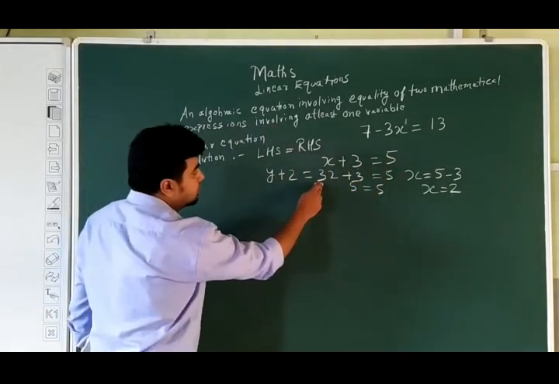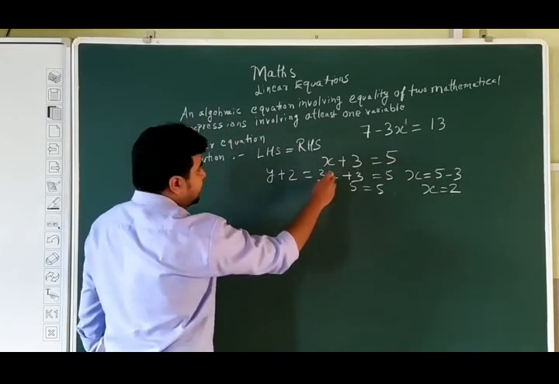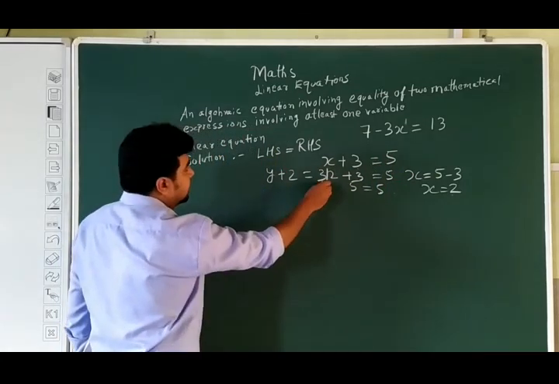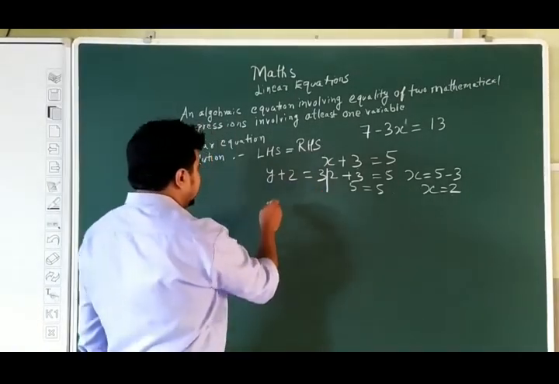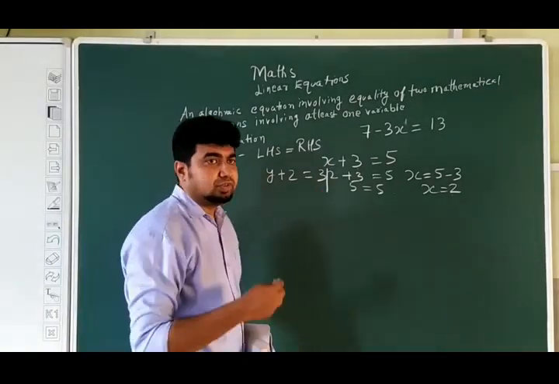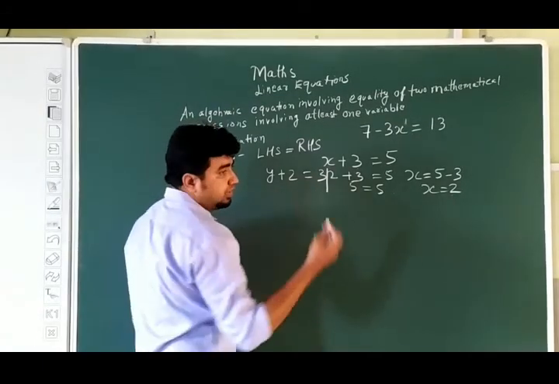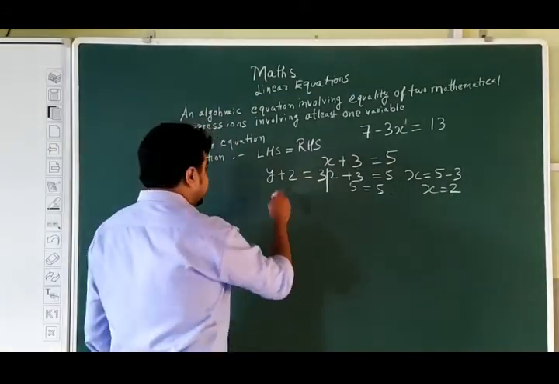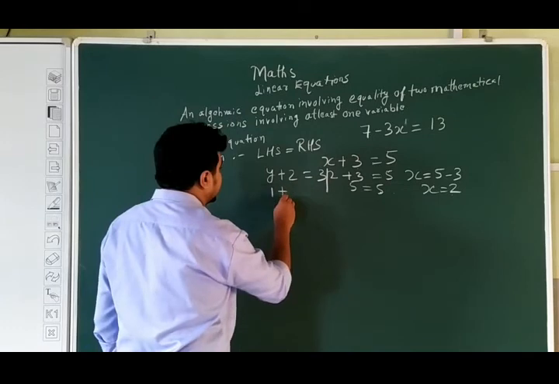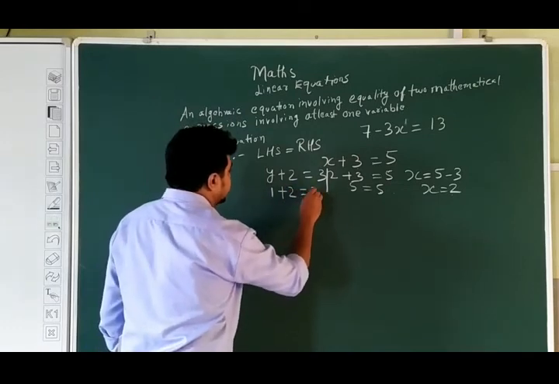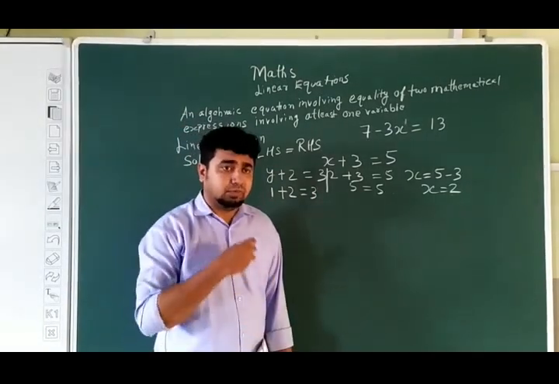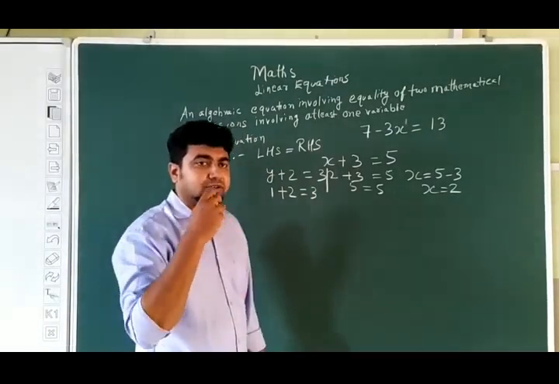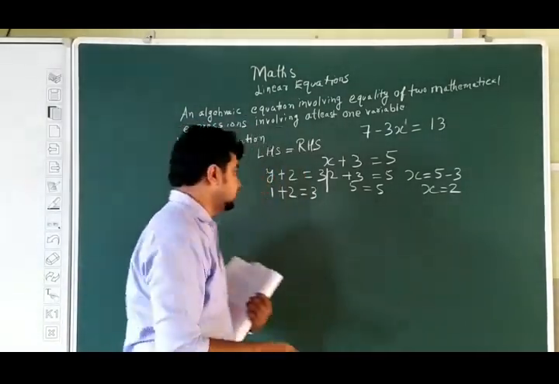Here the right side value is 3, it is given. y plus 2 is 3. What value of y should we take so that it will be equal to the right side, which is 3? If I take 1, 1 plus 2 will be equal to 3. So y will be 1. So y is equal to 1 is the solution of this question.